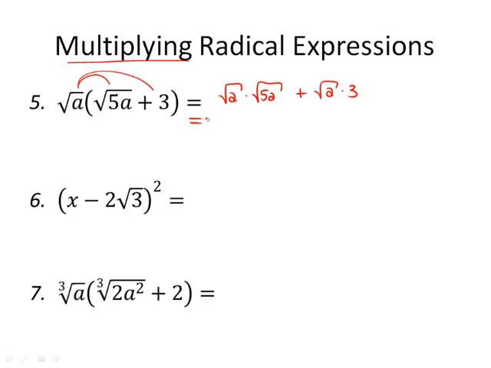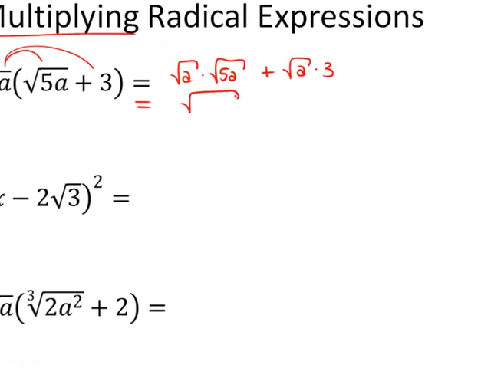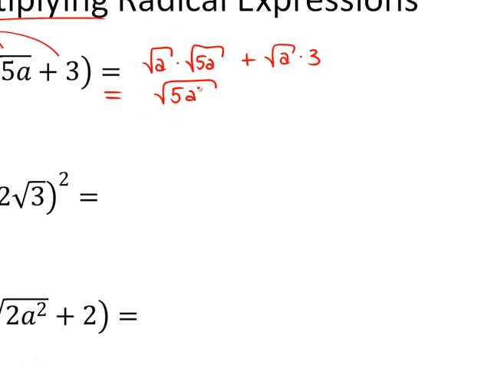Now we want to combine any roots within the multiplication. So we've got root of 5a squared. It's all multiplication in there. Plus next term, and usually we write the numbers before the root so that there's no confusion as to where the root ends. So we got 3 root a.